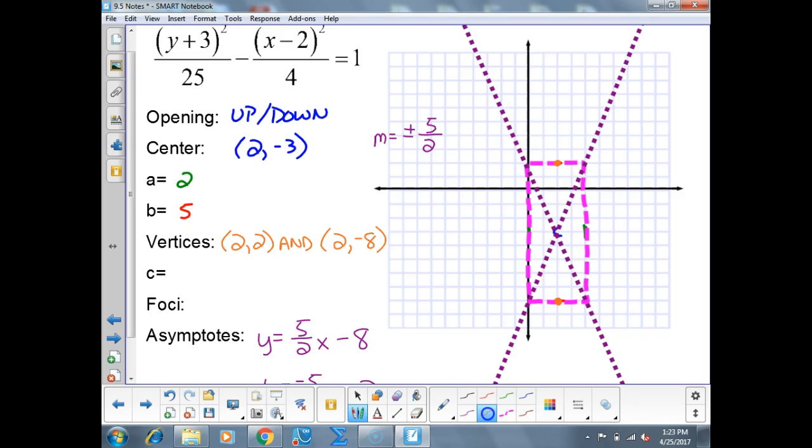Okay. Now what can we do? We're through step 5. So now we can draw it.